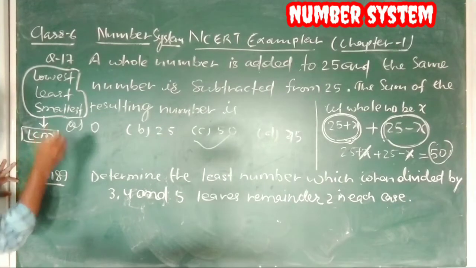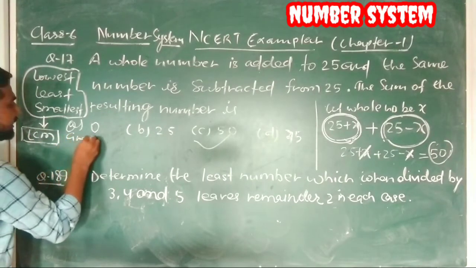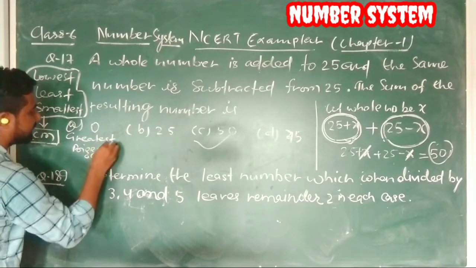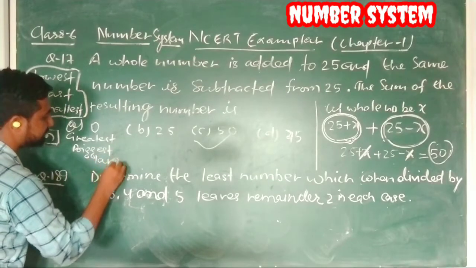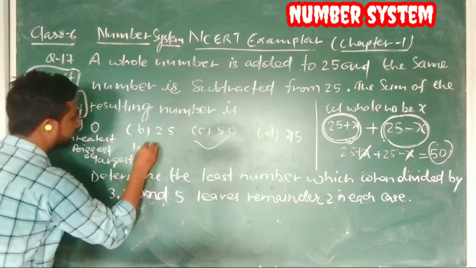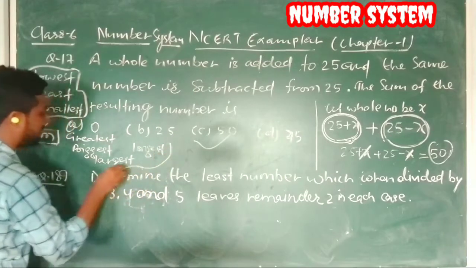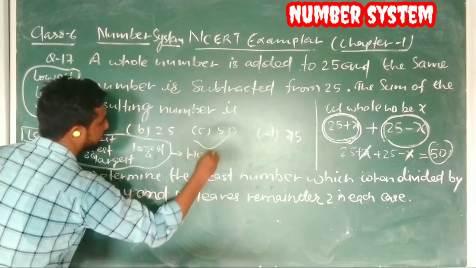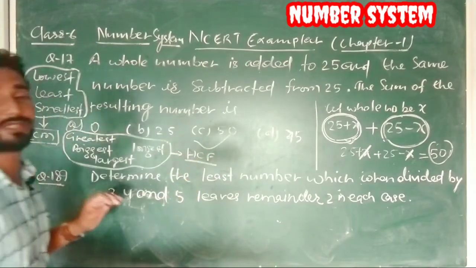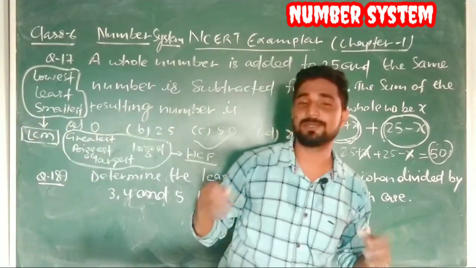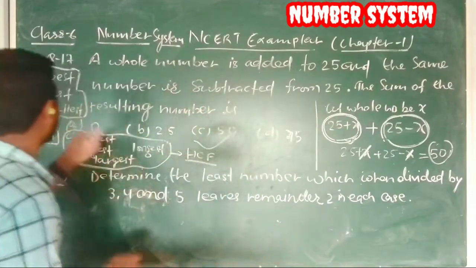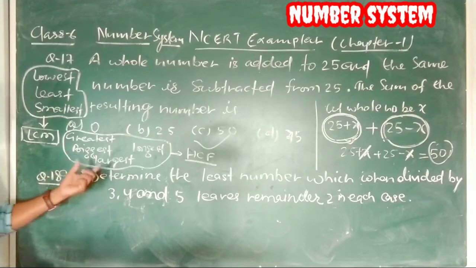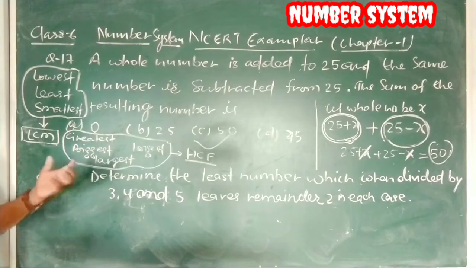And if you find words like greatest, biggest, largest, longest, in a word problem question related to LCM and HCF, always go for HCF. So this is a basic concept for word problem questions based on LCM and HCF. Least, smallest, lowest: LCM. Greatest, longest, biggest, largest: HCF.